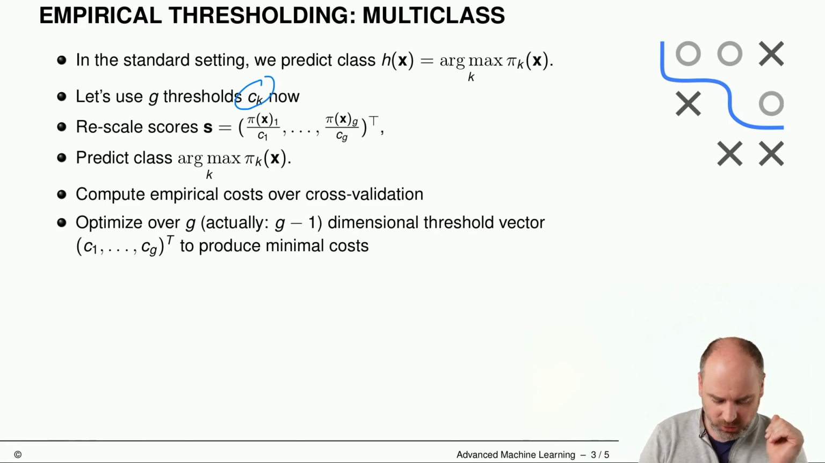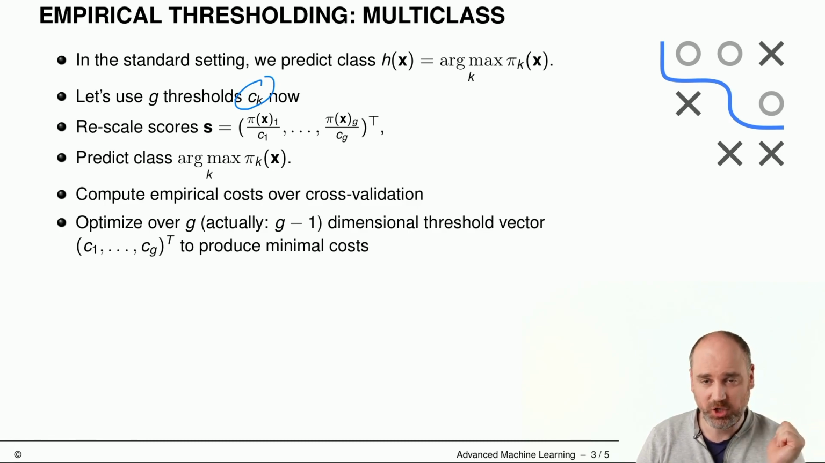And I will now use my probabilistic output pi1 to pi g for my G classes and rescale this probabilistic output by dividing through my threshold values. So I divide pi1 by C1 until I end up with pi g, and I divide that by CG. And my predicted class is now going to be the argmax, the position of the maximal entry in these rescaled scores. So let's check whether that makes sense.